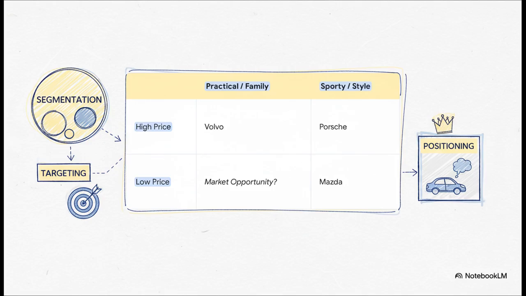And a positioning map, like the one you see here, is just a fantastic tool for figuring this out. It helps you literally visualize the competitive landscape based on what really matters to customers. And check this out. It can also show you where the gaps are in the market. See that? That's a potential opportunity, a space where a new product could just totally thrive.